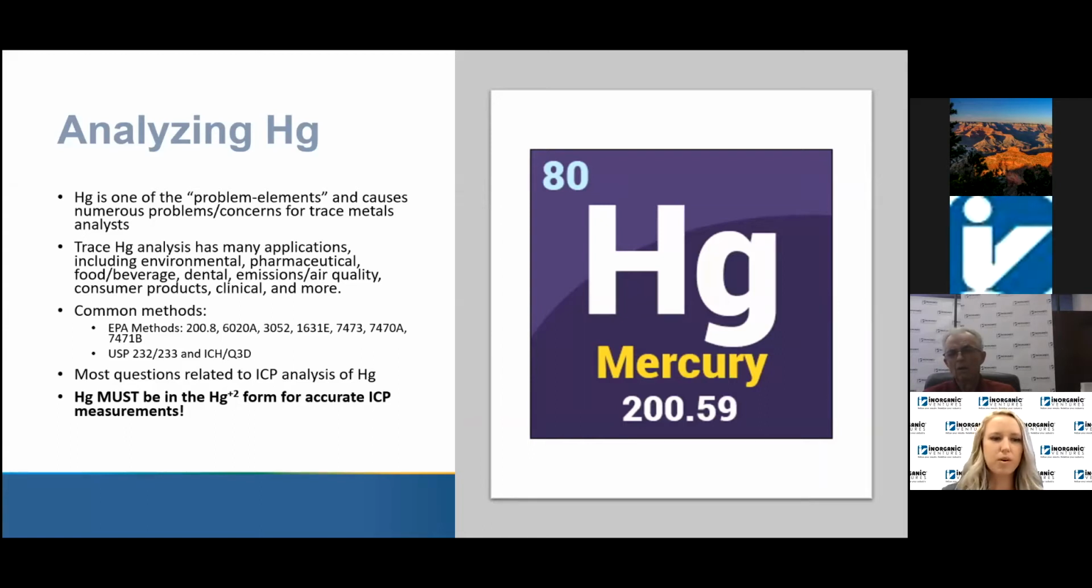So the majority of the questions that we receive here at IV relating to mercury relate to ICP analysis specifically. And so kind of the main point that we want to focus on for mercury is that it needs to be in the mercury +2 ionic form to get accurate results on your ICP.